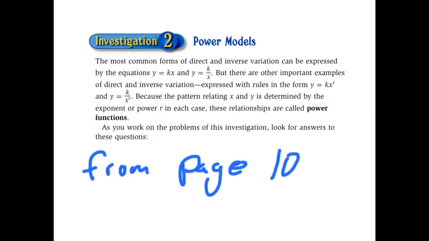Looking at page 10, at the top, investigation 2 talks about power models. We're going to talk about common forms of direct and inverse variation that we've already seen, and then extend the idea to other kinds of rules that are in the form of this right here and this right here. Because these models have a power in them, they are raised to some power, in this case r, where r could be any number like 2, 3, or 4. These are called power models or power functions.